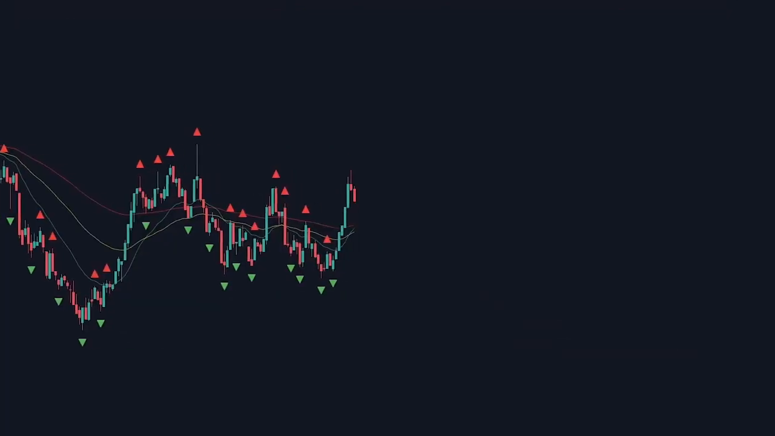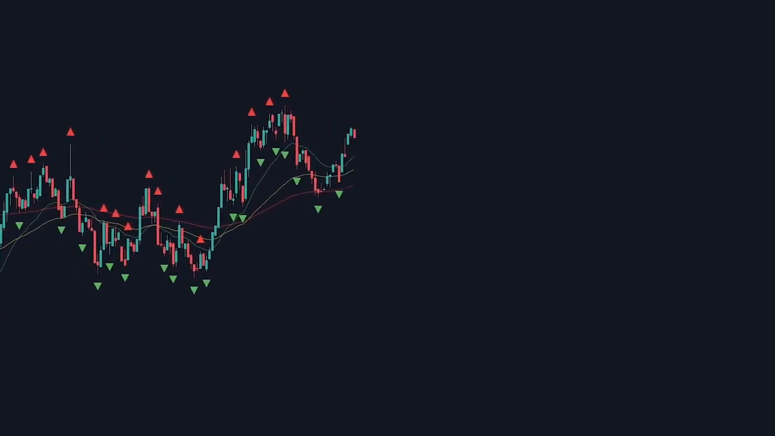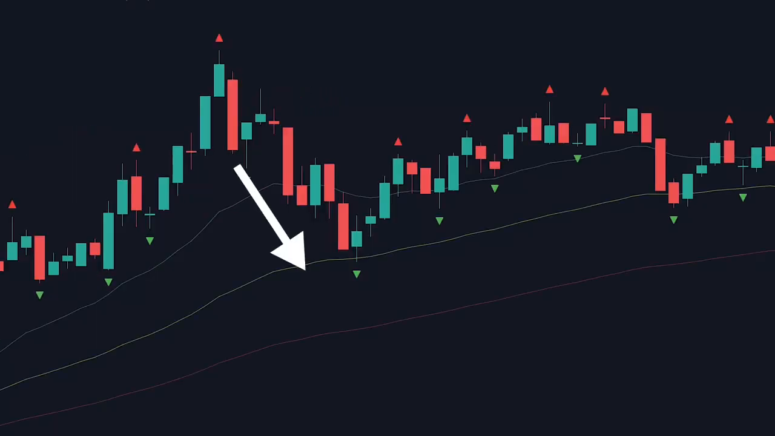Now that we know how the moving averages should look, let's move on to know when to enter into a trade. To enter a long trade, the price has to pull back under the 20-day moving average or under the 50-day moving average.